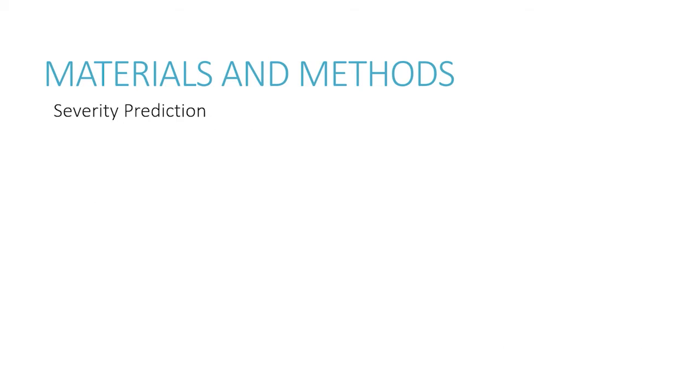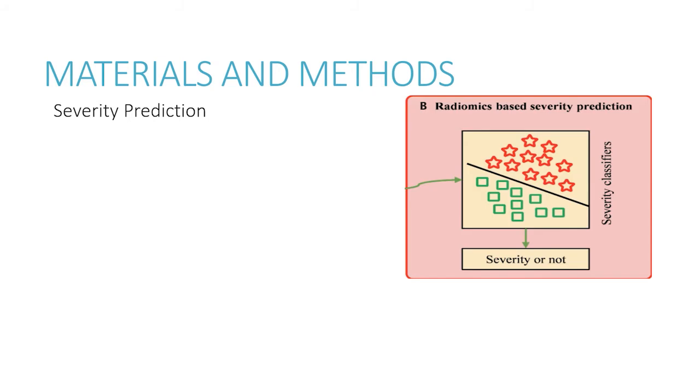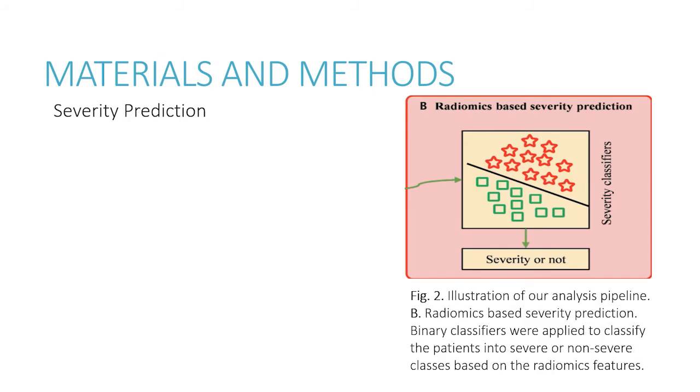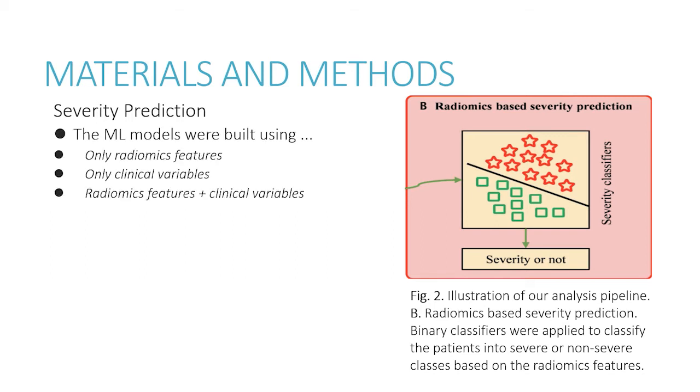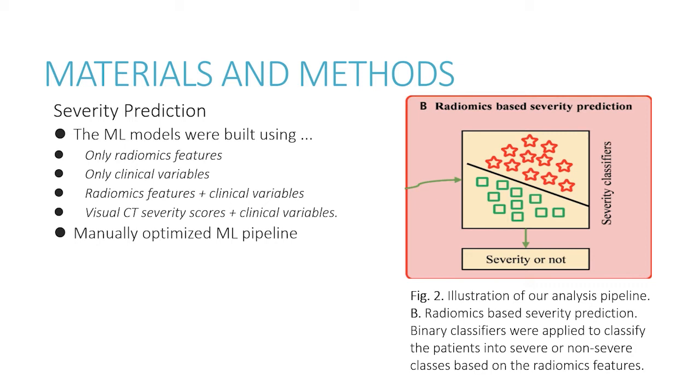For severity prediction, the machine learning models were built using only radiomics features, only clinical variables, a combination of radiomics features and clinical variables, or a combination of visual CT severity scores and clinical variables. Feature selection and classifier optimization methods were used to build the models.